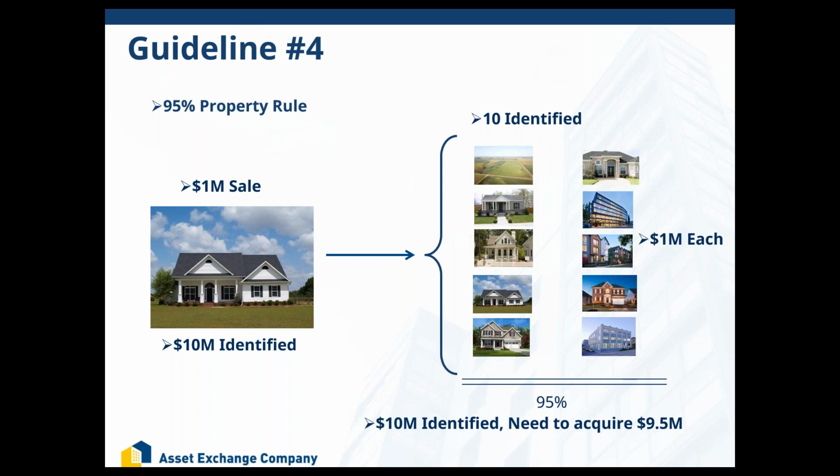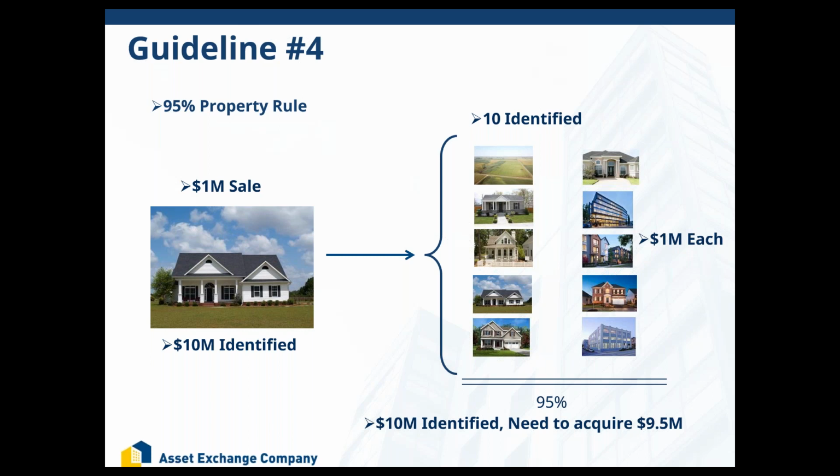Because we've identified $10 million worth of property, guess what? We exceeded our 200% rule, right? Because that was how much? $2 million. All right, so in our example, if we only purchase 9 out of the 10 properties, that's only going to be 90% or $9 million. That's not 95%, right? If we only acquire 9 out of the 10 properties, guess what happens, guys? We blow our entire exchange and we have to pay all of the taxes, all right?